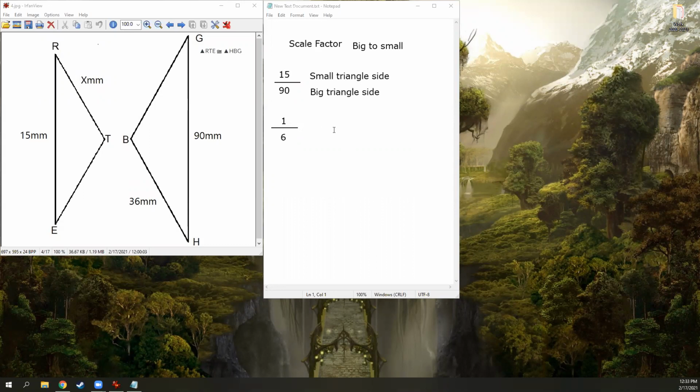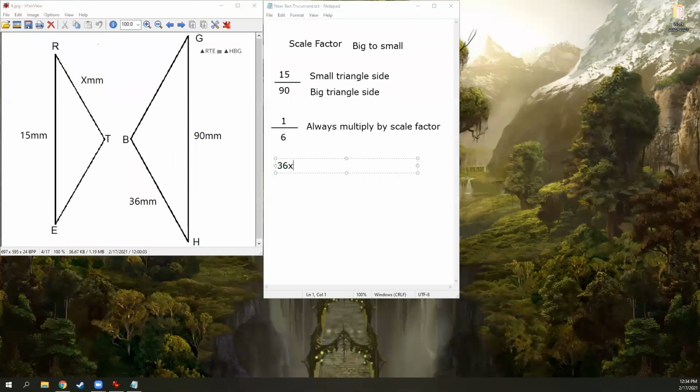And then remember, always multiply by scale factor. That's always what you do with the scale factor. You're always going to multiply by it. We already set this up to go from big to small. So we've got x here on RT. We need to find a side that corresponds to RT, first letter, second letter, RT, HB. HB, 36, corresponds to x. So it's 36 times 1 over 6.